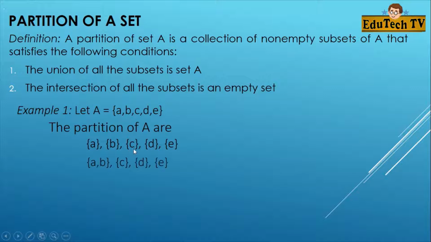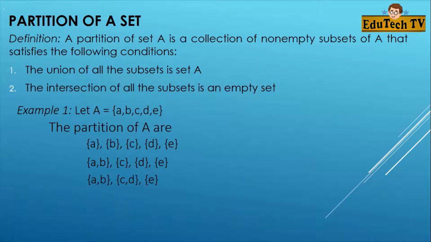Another example, we have this. We have a set containing two elements, which are a and b. Another set containing the element c, a set containing the element d, and a set containing the element e. So this one is also a partition of A kasi yung union ng apat na subsets na ito ay still yung A natin. And then their intersection is also an empty set. Okay?